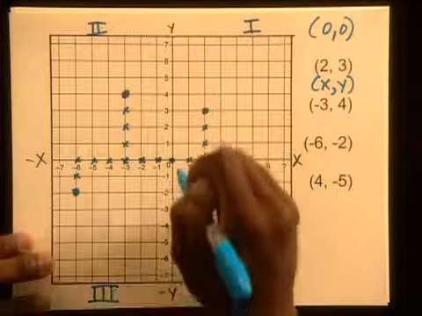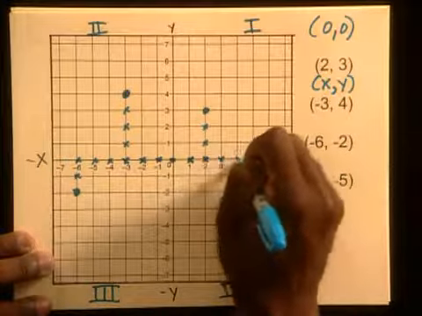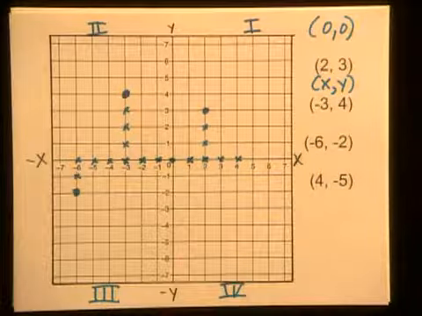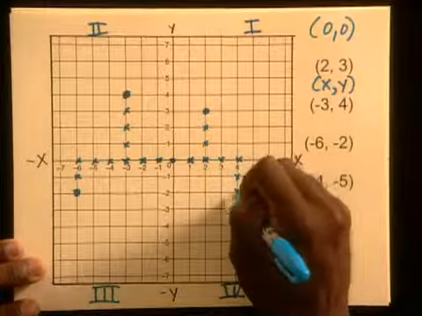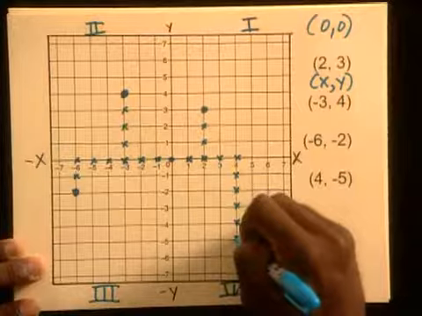Now bring us home with the point 4, negative 5. You start at home base. You go 4 points to the right. 1, 2, 3, 4. Put your turn signal on. Go down negative 5. 1, 2, 3, 4, 5. Bingo. And we're in the fourth quadrant. So now we know how to plot points, and we know how to identify which quadrant they're in.